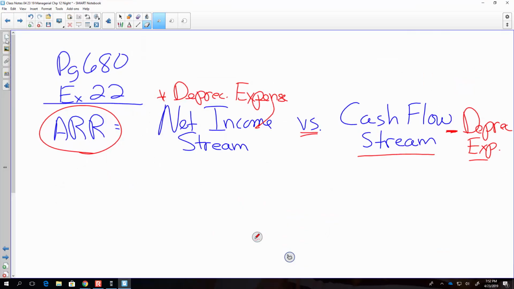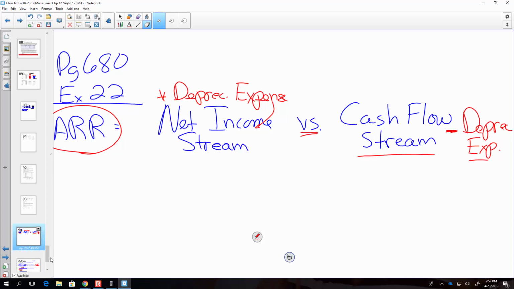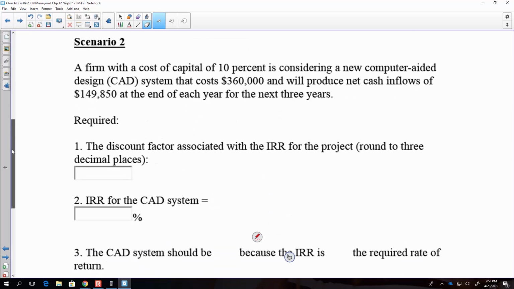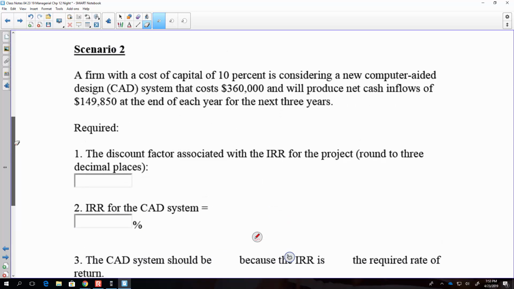I do want to do one thing. It's scenario 2. It's, I think, the last page of your handout. I hope. Did it make it there? I'll have scenario 1 done and posted with the notes today if you want to do that for practice. So this is the final thing for tonight.